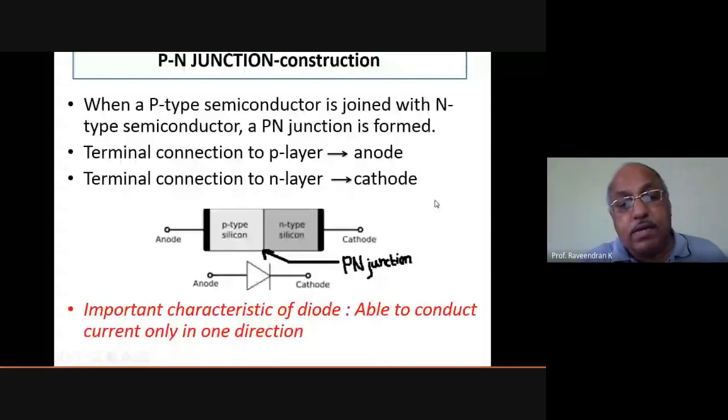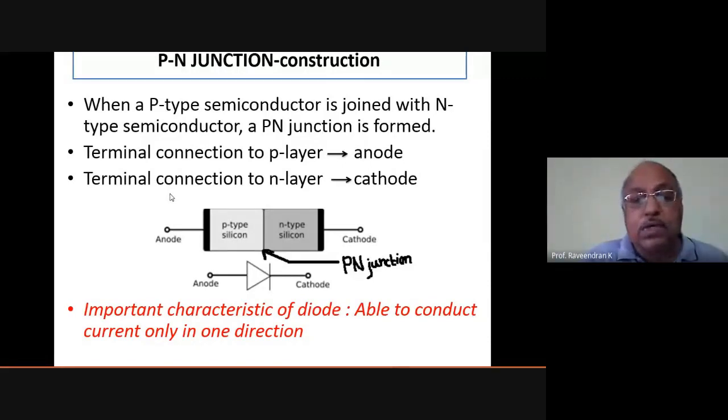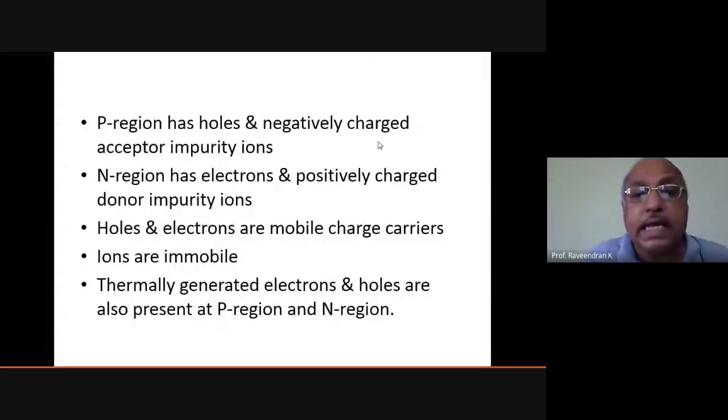That is the basic characteristic of a p-n junction diode, which is able to conduct current only in one direction. It is called a unidirectional device. A unidirectional device means a device which can conduct current only in one direction. That is a unidirectional device. The P region has holes and negatively charged acceptor impurity ions.